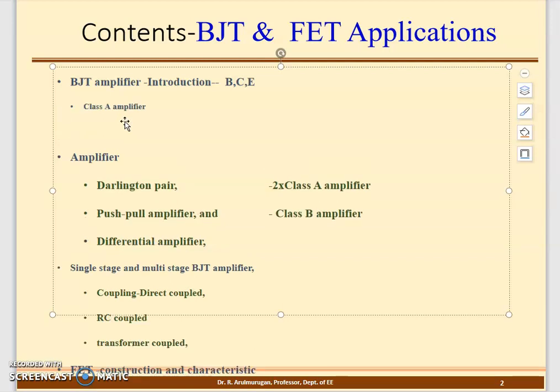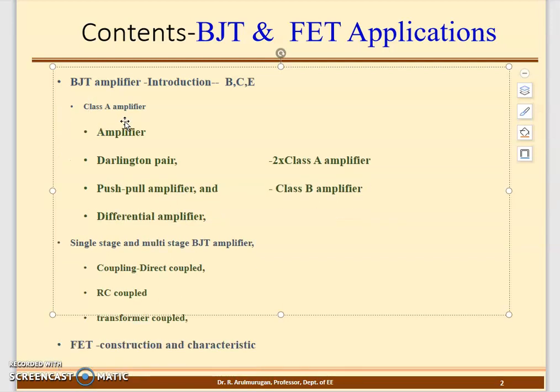So in this one you are going to see about the class A amplifier. And if class A is available, is class B also available? Yes, class B is available. Here you have seen the push-pull amplifier, that is called the class B amplifier. Then the class A amplifier has a drawback. What is the drawback of the class A amplifier? It is poor efficiency.